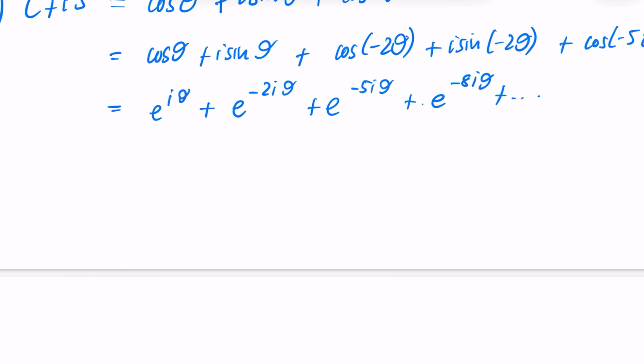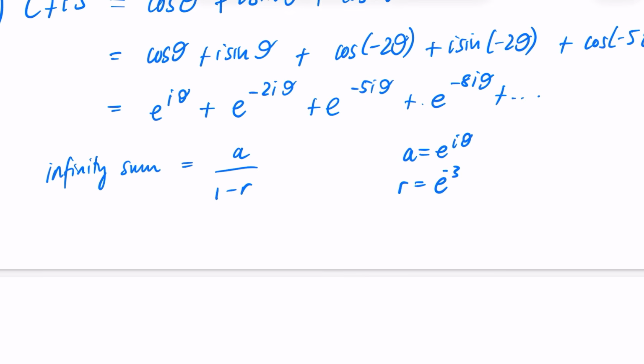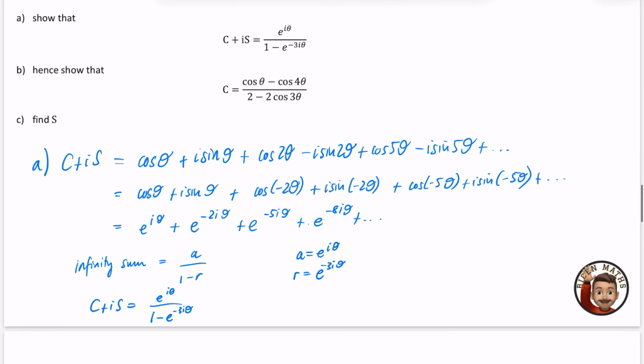So we're going to say that the sum to infinity, I'm avoiding using s with the infinity because s is representing something different here. We know that the formula for this is a over 1 minus r. A is the first term in the series, which is e to the I theta. And the common ratio is what we're multiplying by each time to move it along. And you should be able to tell that this is e to the minus 3i theta. So this means that C plus IS is equal to e to the I theta over 1 minus e to the minus 3i theta, which is exactly the thing that they wanted us to show being true in the first part of the question.